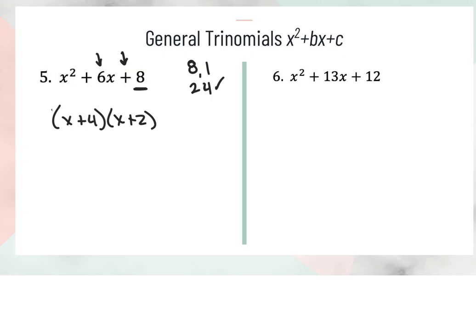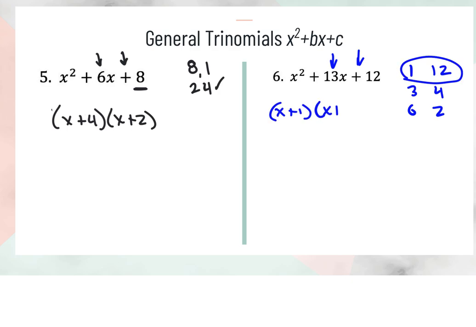Right side, well, what multiplies to 12? So you've got 1 and 12. You've got 3 and 4. You've got 6 and 2. Well, what multiplies to 12 but adds up to 13? 12 and 1. So I can multiply those together, and that's my answer.